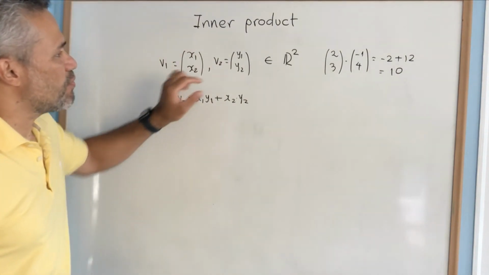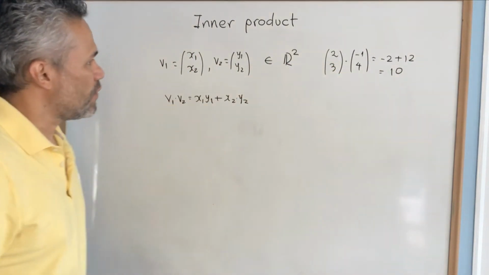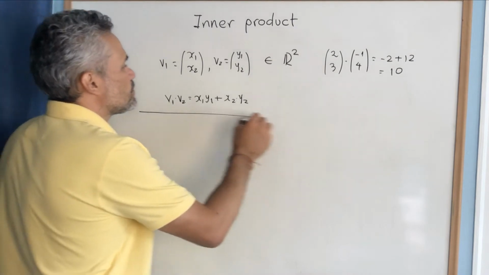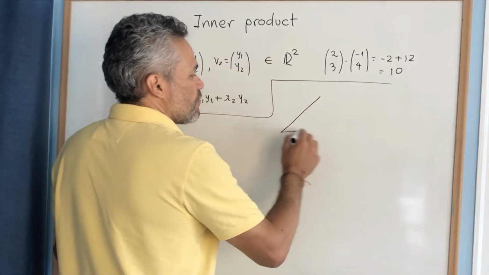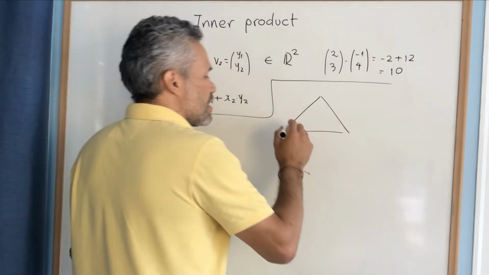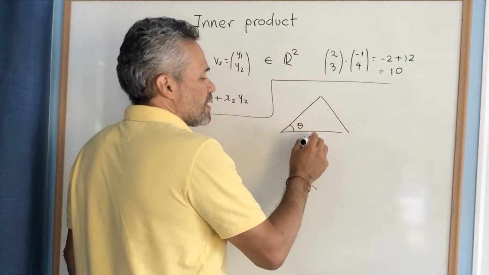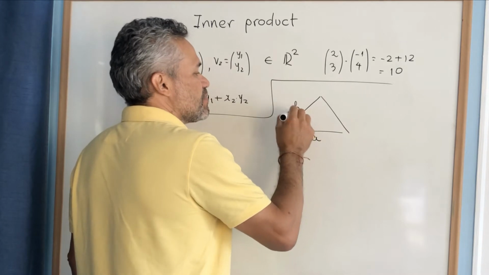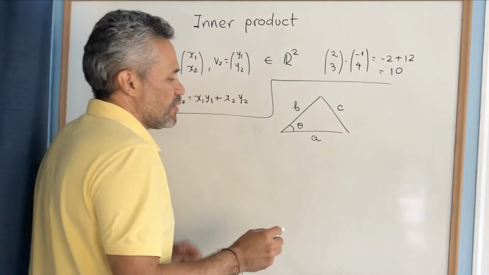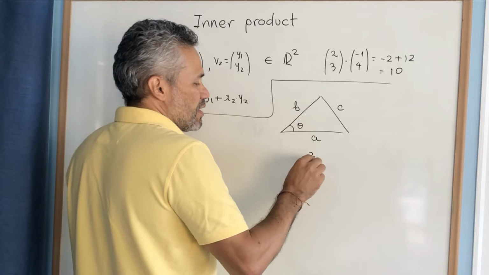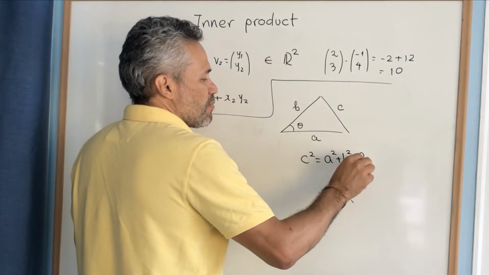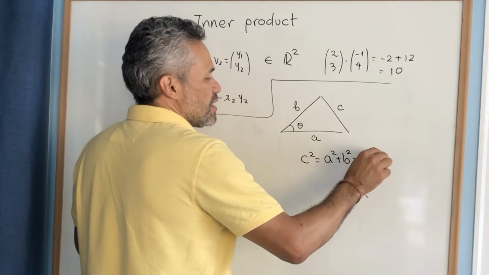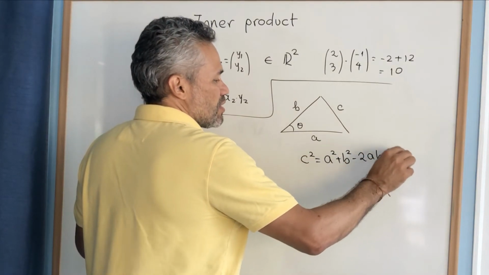Let's provide a geometric interpretation of this inner product. Let me remind you first of the cosine law. If we have a triangle and this angle is theta, and this side is A, this is B, and this is C, then C squared is equal to A squared plus B squared minus 2 times AB times cosine of theta.